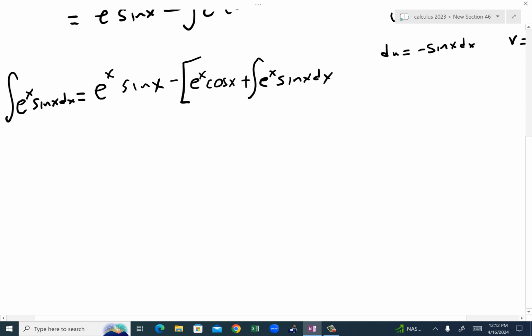If I distribute the negative through, that becomes a negative, this becomes a negative, yes? What do you notice? It's the same on both sides. So could I add this fella here over to there? And if I did, how many would I have? Well, I have one negative one of them. I would have two of them.